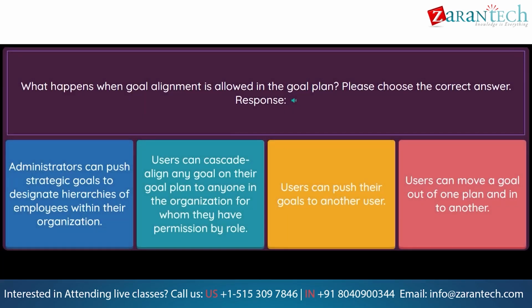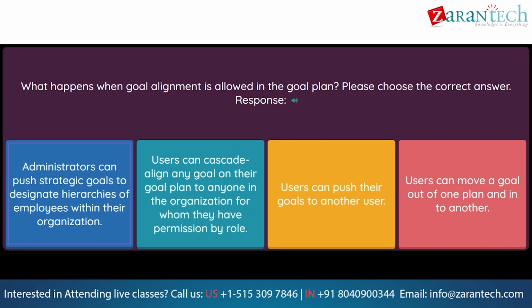Question: What happens when goal alignment is allowed in the goal plan? Please choose the correct answer. Response: Option 1, administrators can push strategic goals to designated hierarchies of employees within their organization. Option 2, users can cascade align any goal on their goal plan to anyone in the organization for whom they have permission by role. Option 3, users can push their goals to another user. Option 4, users can move a goal out of one plan and into another.